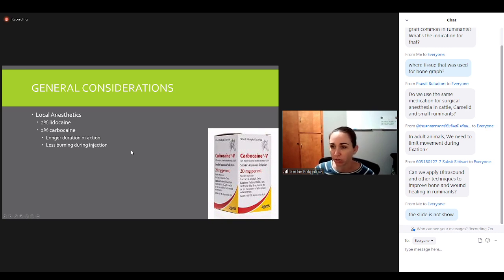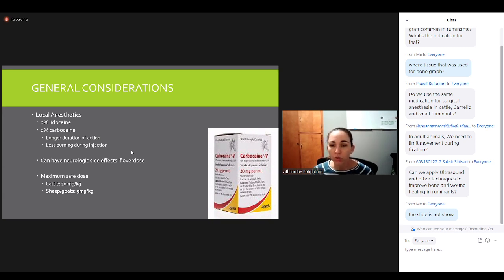Carbocaine has a longer duration of action, so it'll last about 4 hours versus lidocaine's about 2 hours, and it burns a little bit less on injection. It is a little bit more expensive, so a lot of times we're still just blocking with lidocaine, but carbocaine is an option. It can have neurologic side effects if you give too much, which is very, very important in sheep and goats.